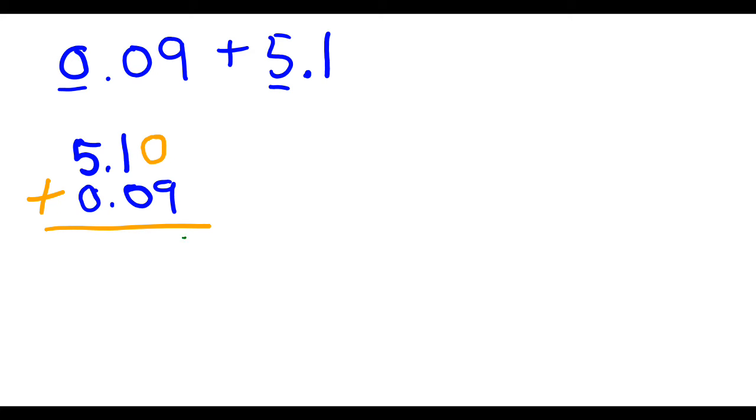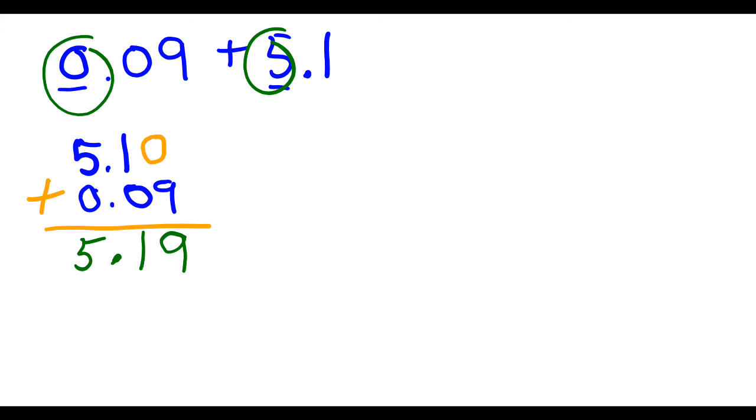So 9 plus 0 is 9. 1 plus 0 is 1. Here's my decimal nicely lined up. And 5 plus 0 is 5. And so the answer I have here is 5.19. And that is pretty close to 5.